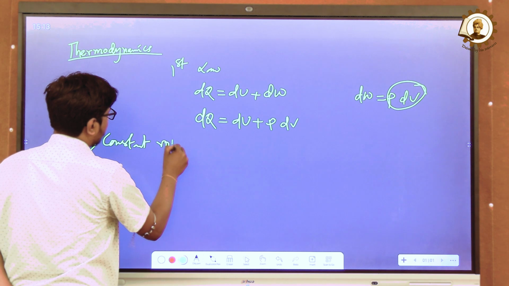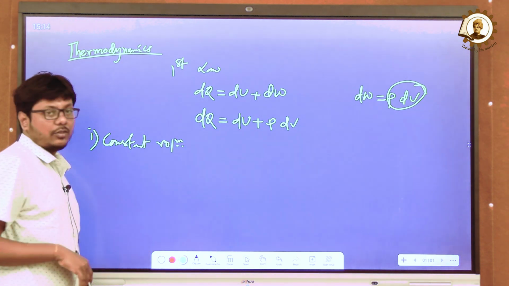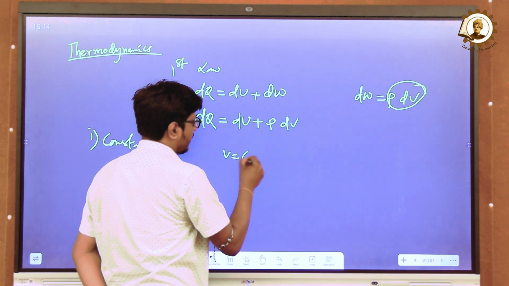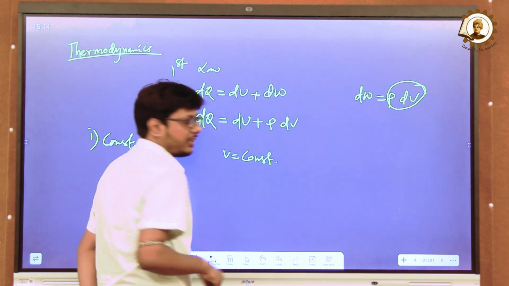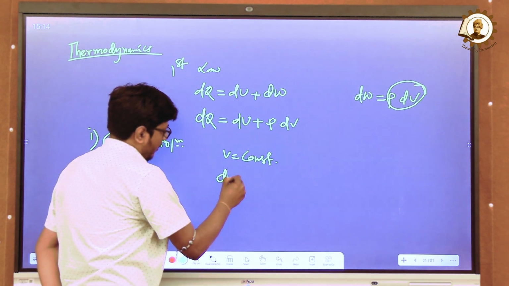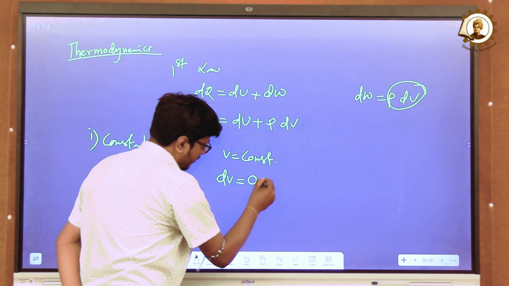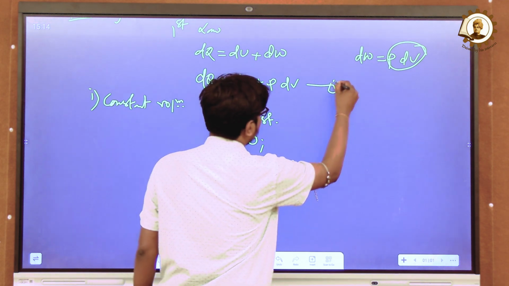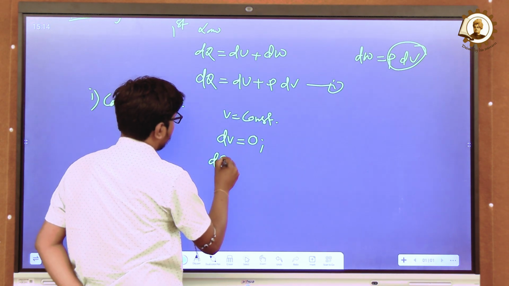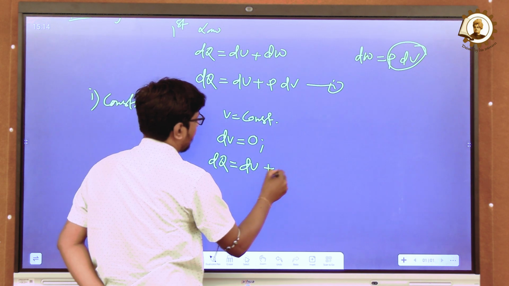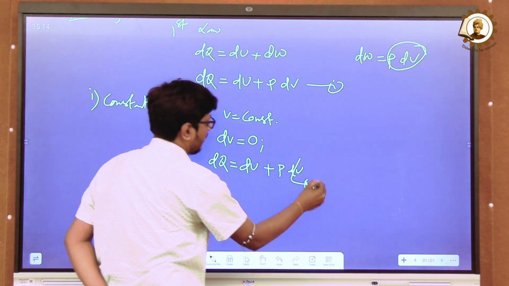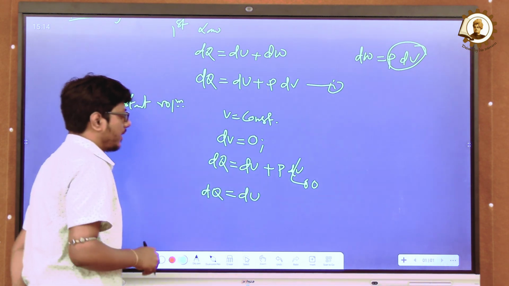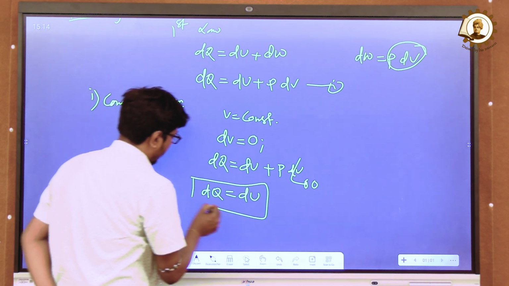Constant volume process. Okay. So, what happened? For the constant volume process, V equal to constant. So, if we take the derivative, the derivative of a constant is 0, so the equation becomes dQ is equal to dU plus PdV, where PdV is equal to 0. Okay. So, this becomes dq is equal to du. Okay. So, this is for the constant volume process.